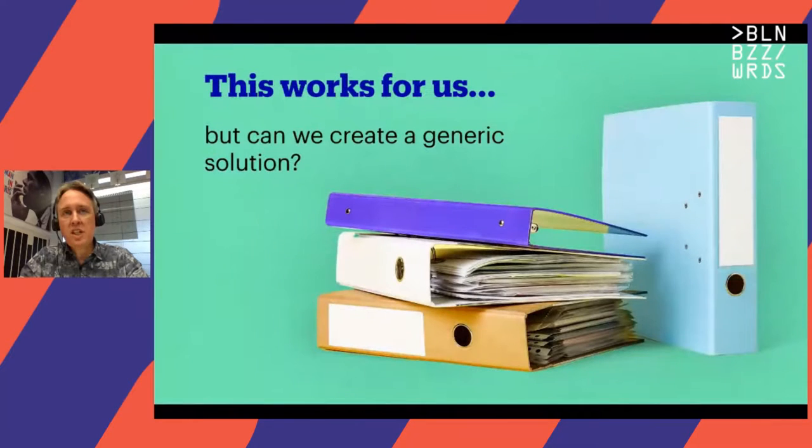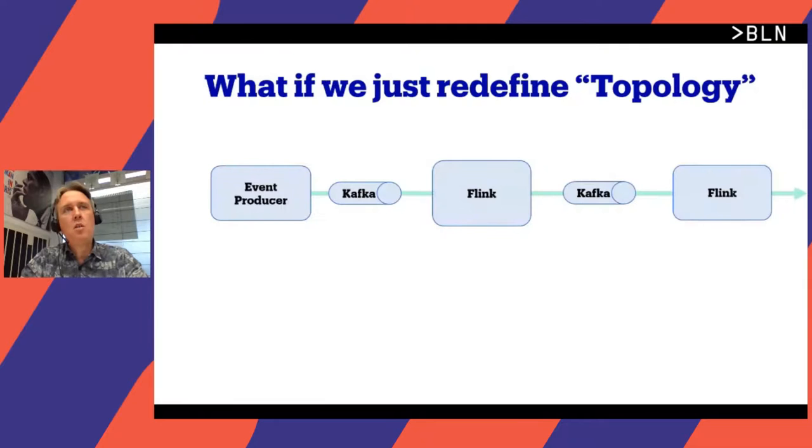So this seems to work for us in our situation, but I am thinking, can we make this something more generic? Can we make this a feature that can go into Flink or some system like that? So I was thinking, what if we just redefine what we call our topology? In the talk, in the example so far, we had two, because we had two Flink jobs.